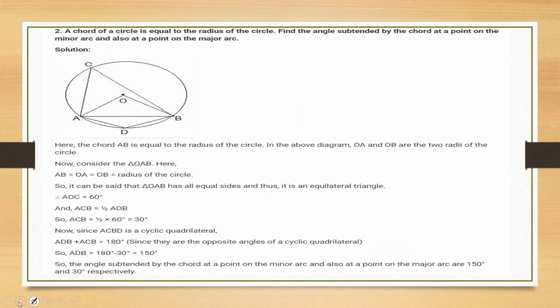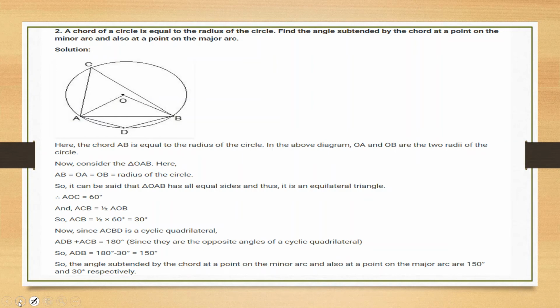So, seeing the triangle OAB, it is now an equilateral triangle, and if it is an equilateral triangle, that means all angles measure 60 degree. So, measure of angle AOB equal to 60 degree. Now, angle ACB equal to half of angle AOB, and angle ACB equal to half of 60 degree, that is 30 degree.